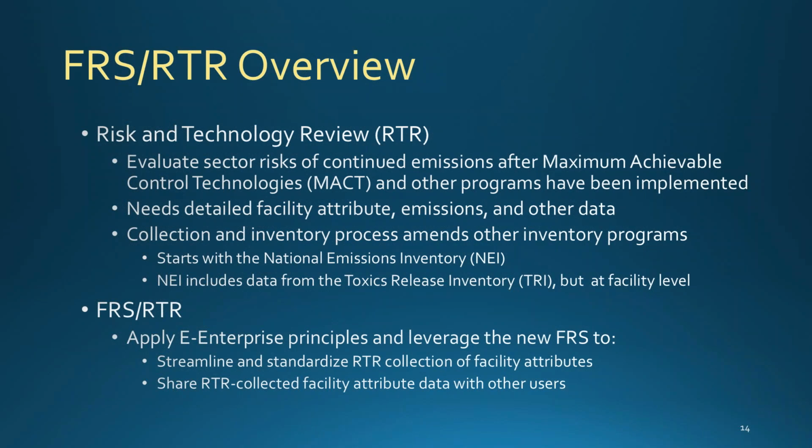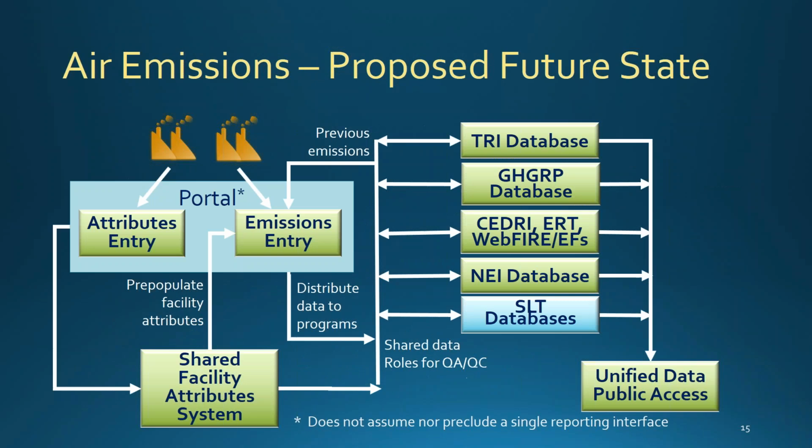So for FRS RTR, what we're doing is we're applying the e-enterprise principles that Joe talked about earlier and focusing on things we're trying to do with CAER to improve inventory collection and data sharing. To do that, we're leveraging the new FRS. So we expect to streamline and standardize the RTR collection of facility attribute information, and also to be able to share that RTR collected facility attribute data with other users in a much more streamlined and readily available approach.